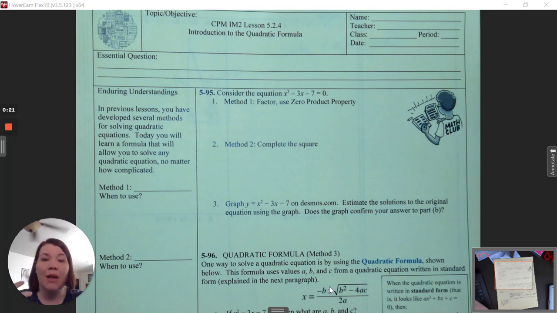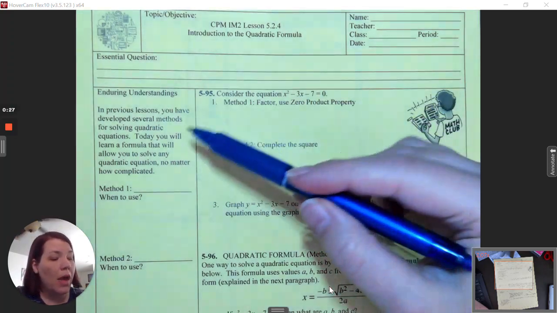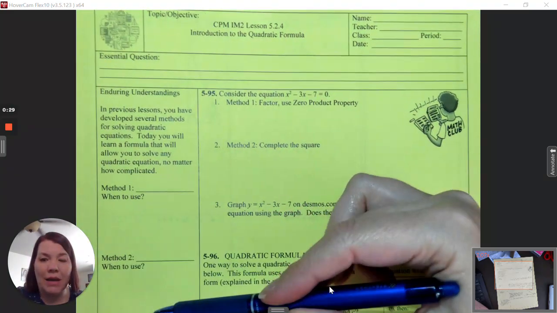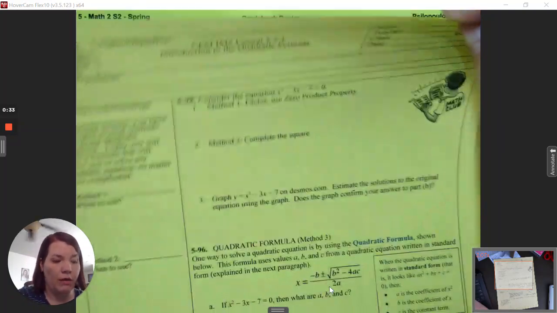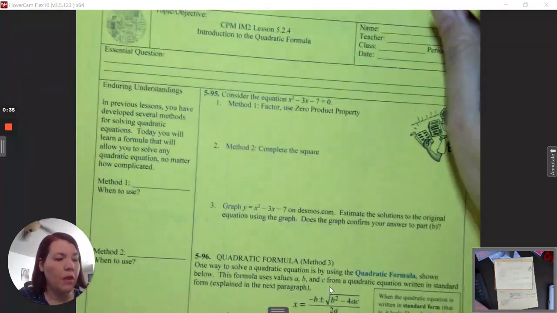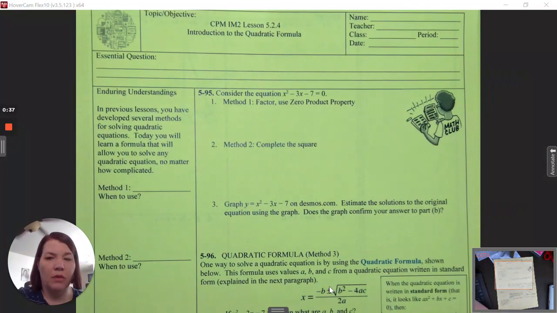Factoring does not always work. Completing the square can get exceedingly complicated, and I will demonstrate today how that happens. So as we go, we're going to write down these three. There are three different methods: method 1, method 2, which we already have, and then method 3. As we work today, we're going to be filling this in.